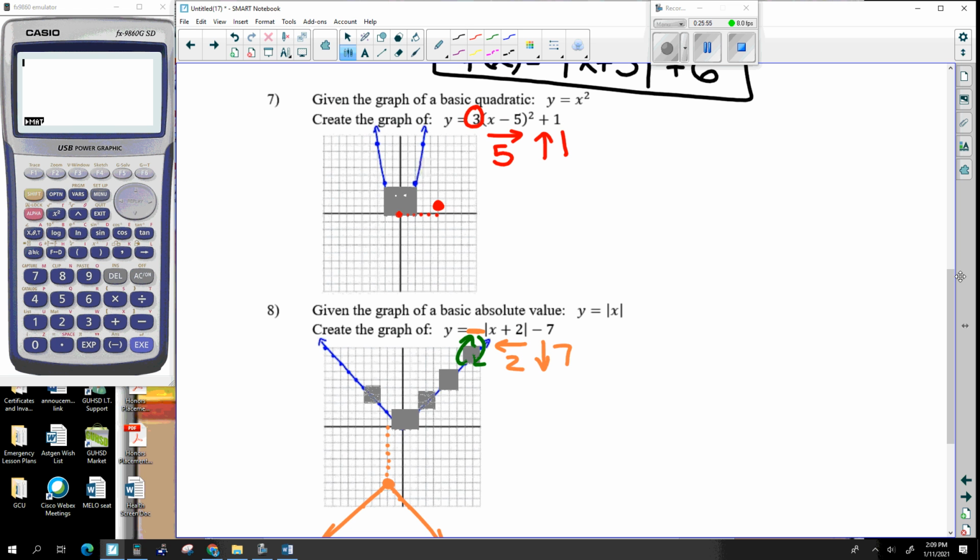Now, I haven't taught you how to do this 3, if there's a number. So I did teach you about parabolas, though. Here's what a parabola is again.